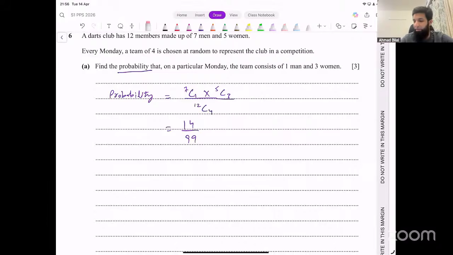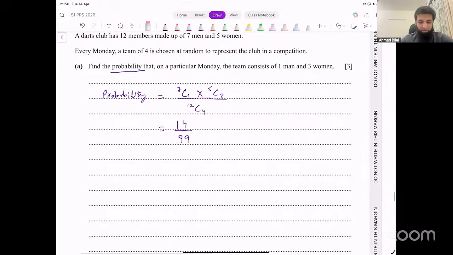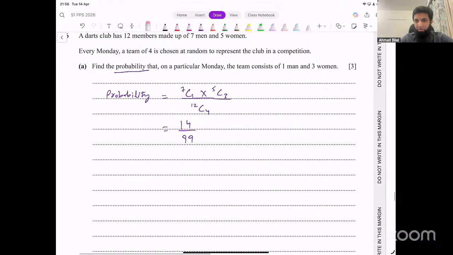Okay, can everyone please focus now? Can everyone please focus? It's an important question. You need to make sure that you understand it well.